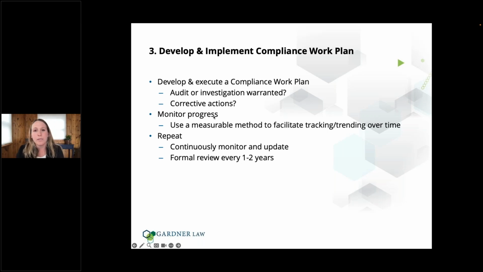Monitor progress. So a big piece of the work plan and risk assessment is monitoring. It's a continual process. It's much like a compliance program. It's not a one and done thing. It's something that you should be using as a tool to drive future compliance activities. So ideally, use a measurable method to help facilitate company tracking and trending over time. That's why we like the numbers, and I think a lot of companies use the risk rankings and make them a numerical number. Again, there's some subjectivity involved there, but at least it helps with tracking and trending over time.